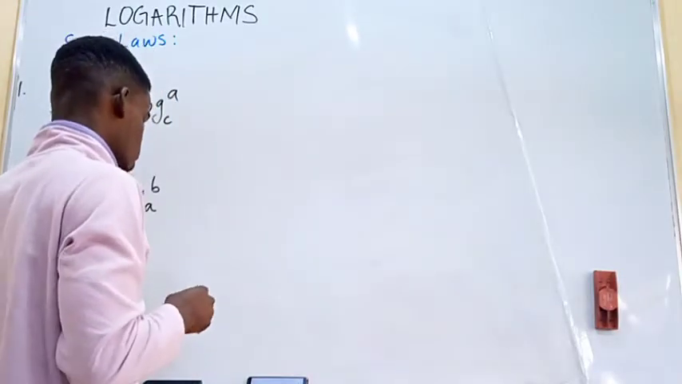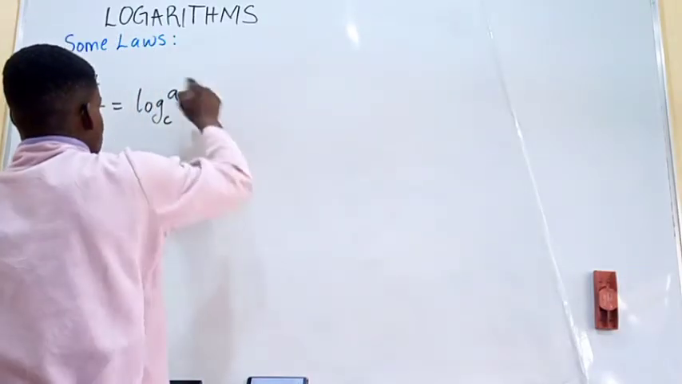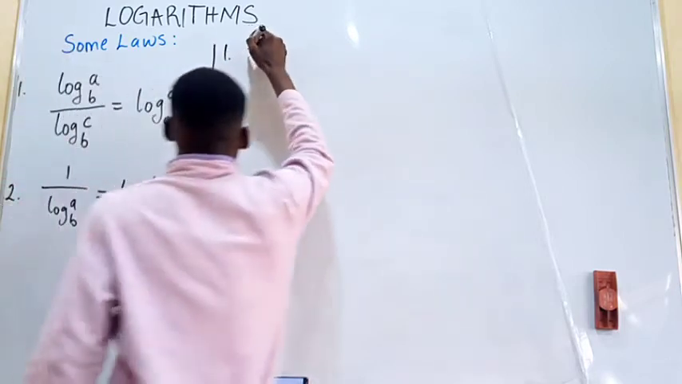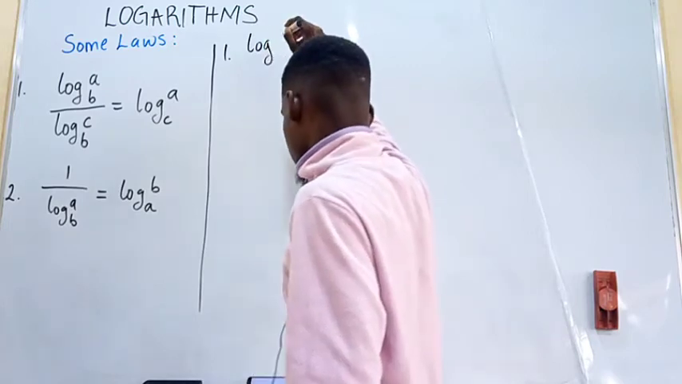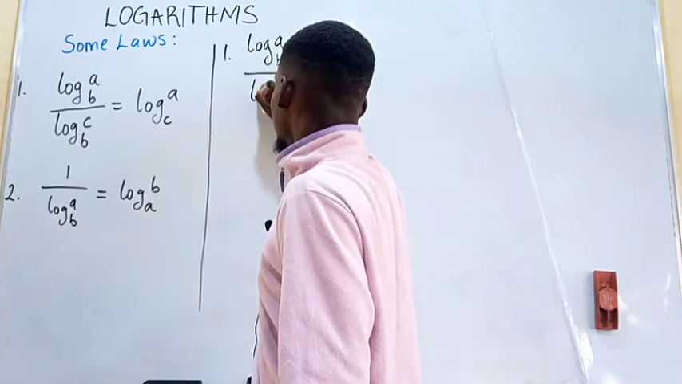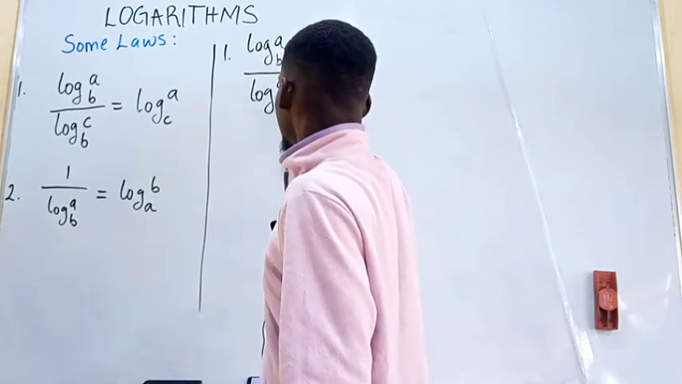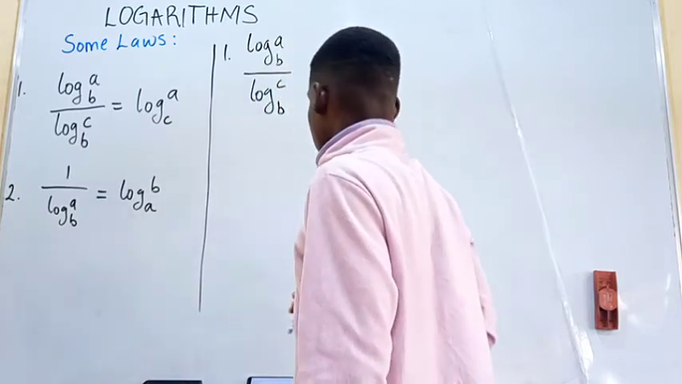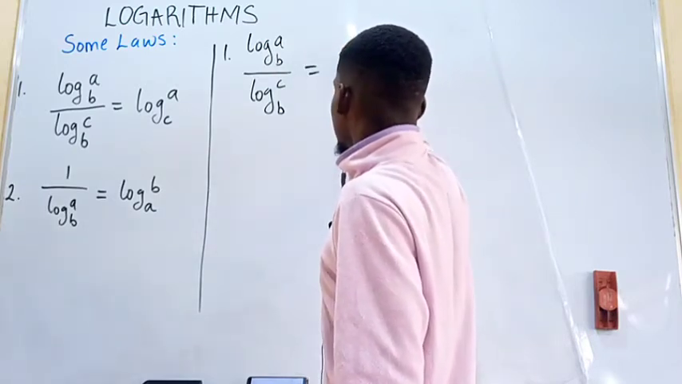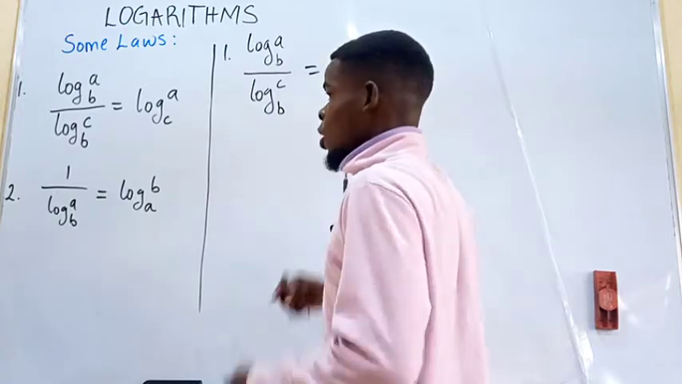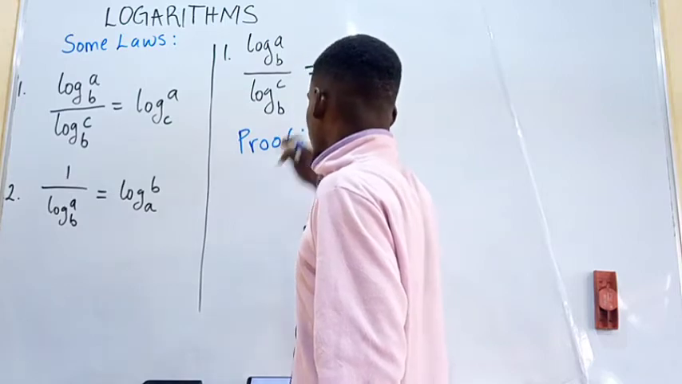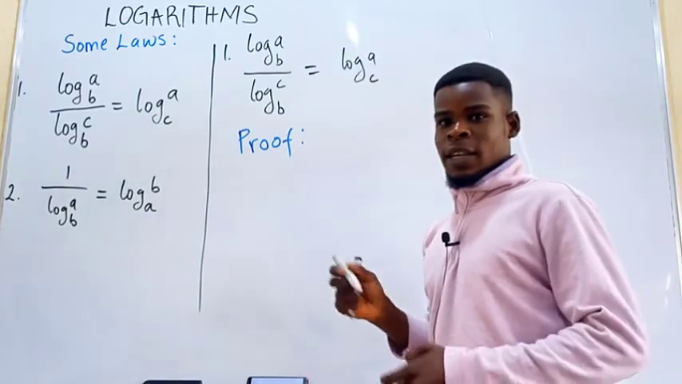So proof number one. We have to show that when we take the logarithm of a to base b divided by the logarithm of, let's say, c to the same base b, this is going to give us the logarithm of a to base c. So we just go ahead and prove this. Let me just put it down there. Proof for you guys. Okay, great.